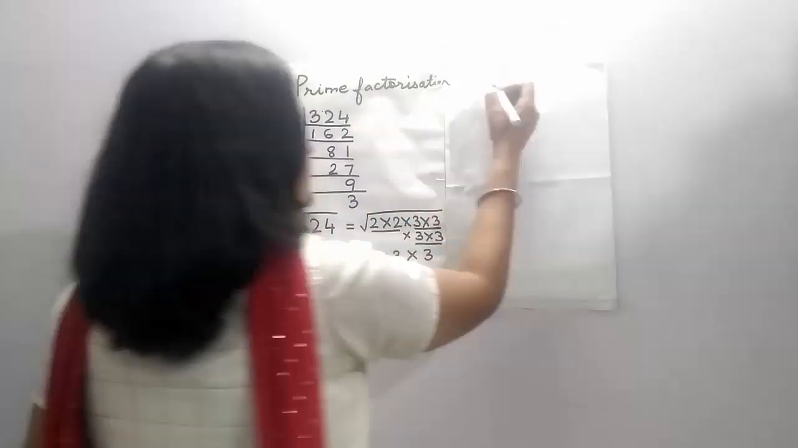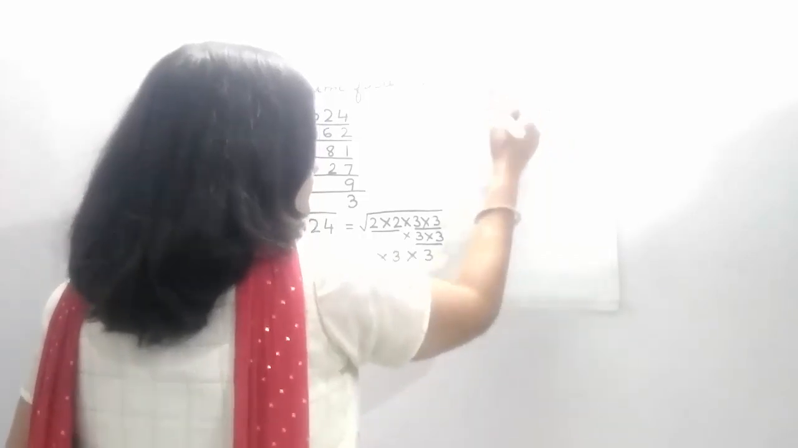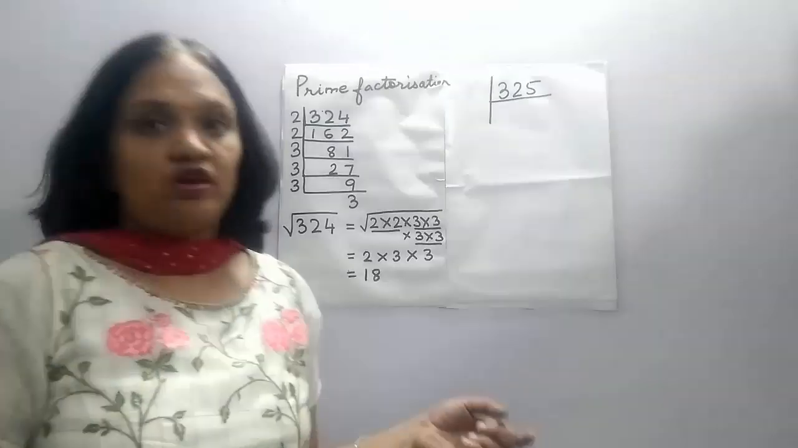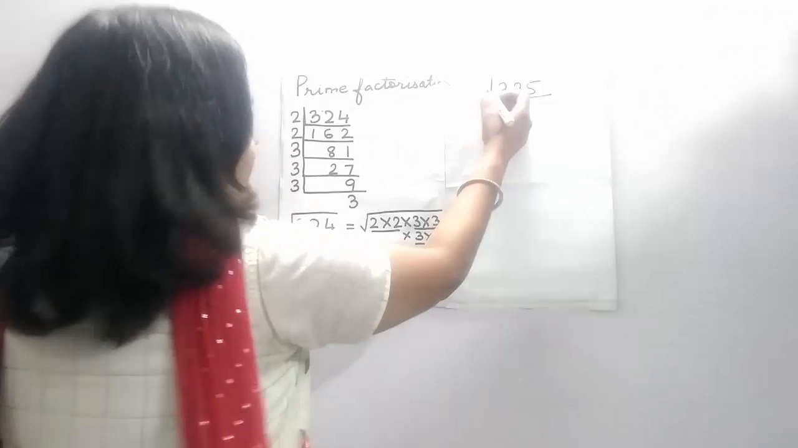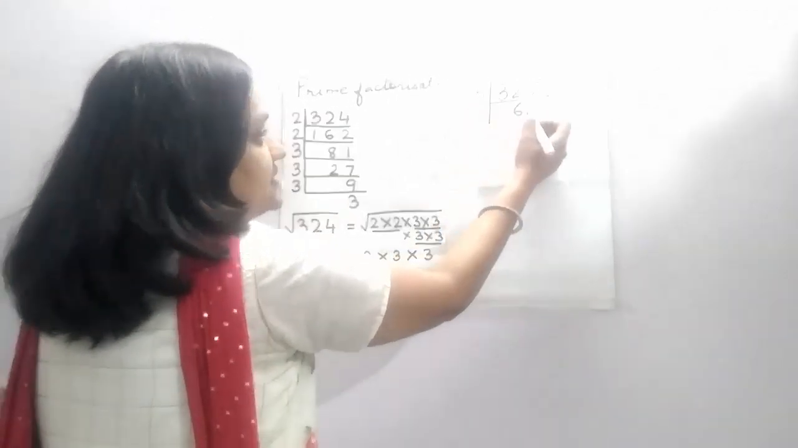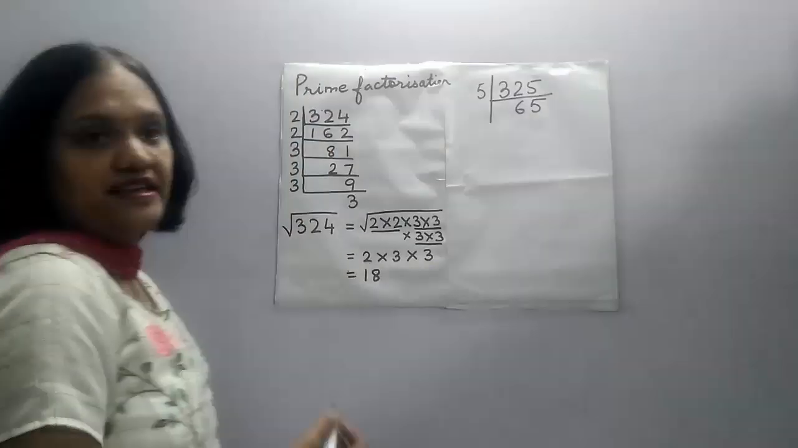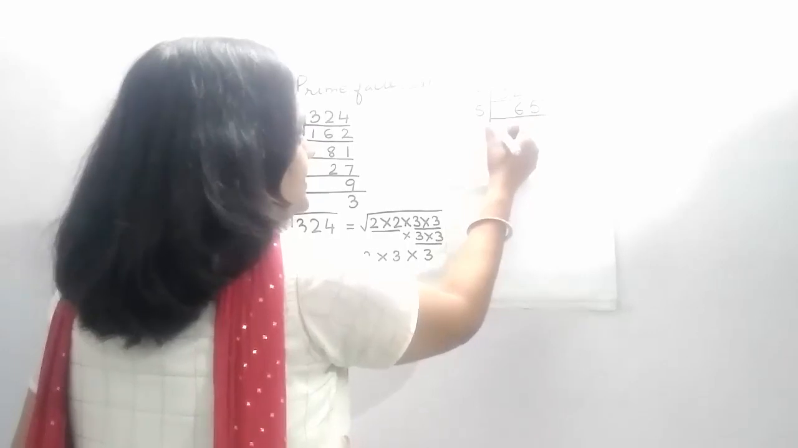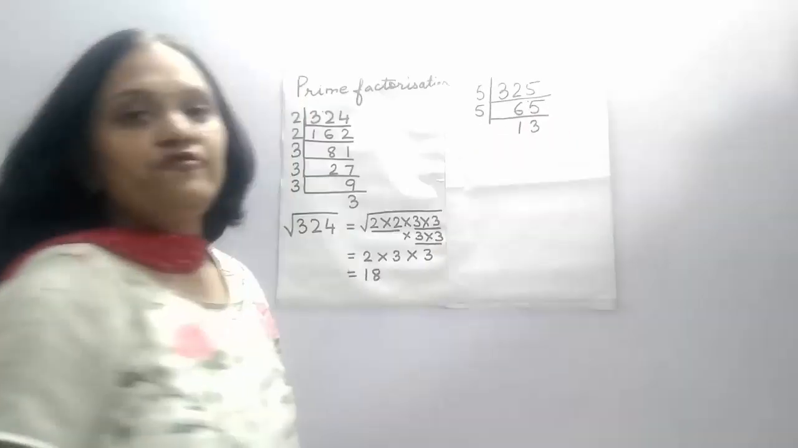Okay, now let's take 325. It's not divisible by 2, right? Not divisible by 3 also. So let's divide by 5. 5 6s are 30 and 5 5s are 25. Again let's divide by 5 and we get 5 1s are 5, 5 13s are 65.